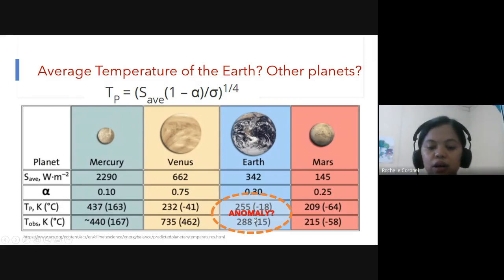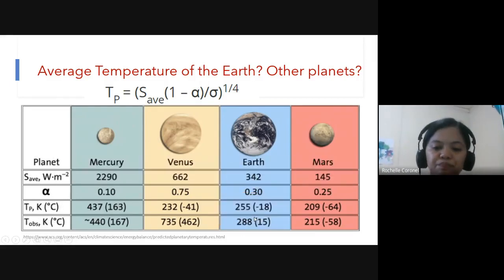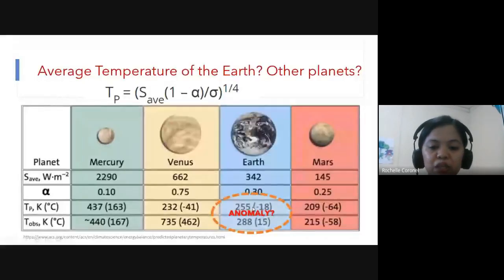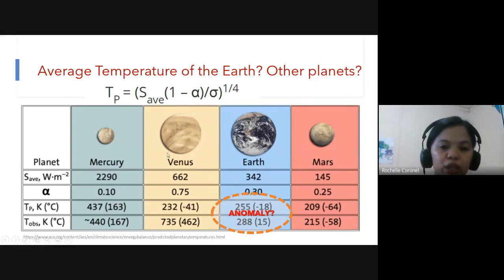Notice the big difference of this temperature, specifically for the Earth. You can see that it should be negative 18 degrees Celsius, but what is observed globally is actually 15 degrees Celsius. It's actually the same fate with other planets. There is a discrepancy between the observed and the theoretical law for calculating the temperature of these planets.